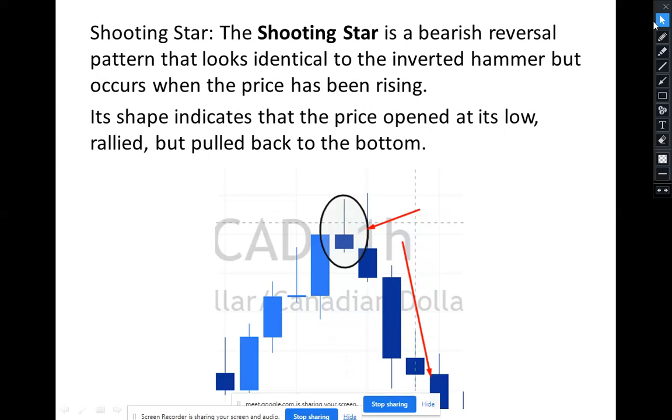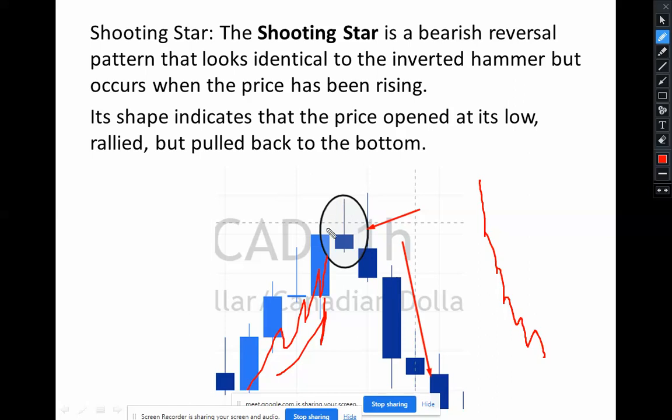So the next one is the shooting star candle. The shooting star is a bearish reversal pattern that looks identical to the inverted hammer, but occurs when the price has been rising. The inverted hammer occurs when the price is falling, right? But here the price is rising and the shooting star occurs. Take note, the upper shadow must be twice as long as its body or longer than its body. That signals a trend change.